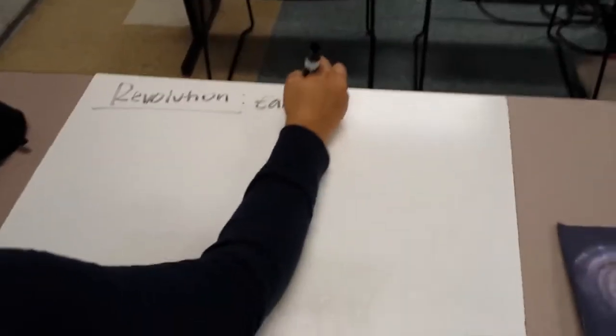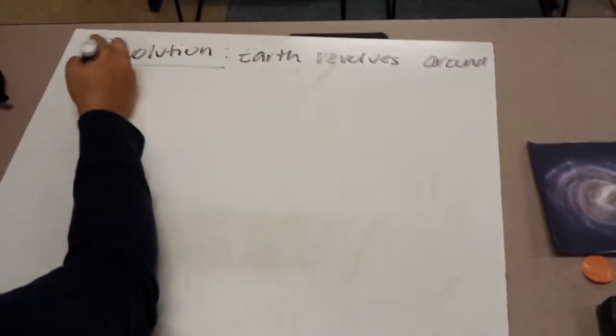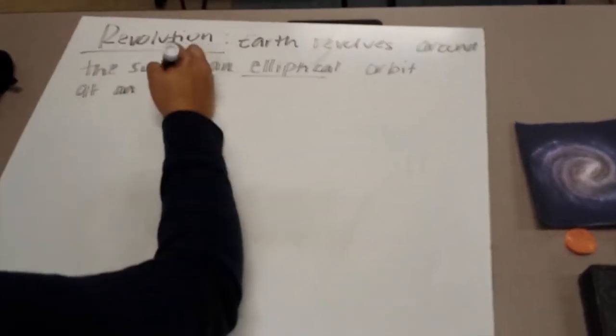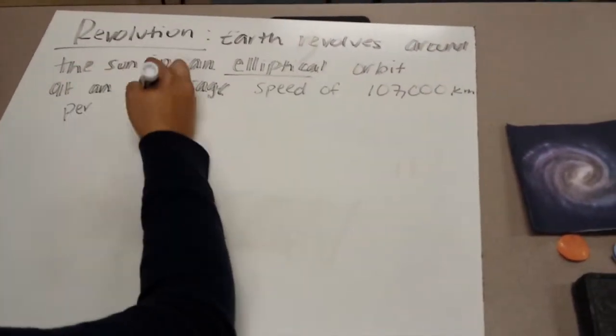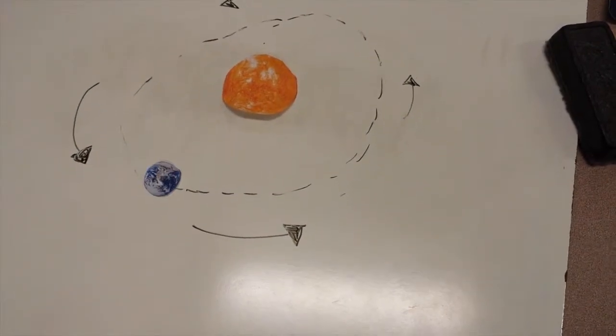Now, revolution is basically when the Earth revolves around the sun in an elliptical orbit at an average speed of 107,000 kilometers per hour. And you can see how it's moving in an elliptical form around the sun.